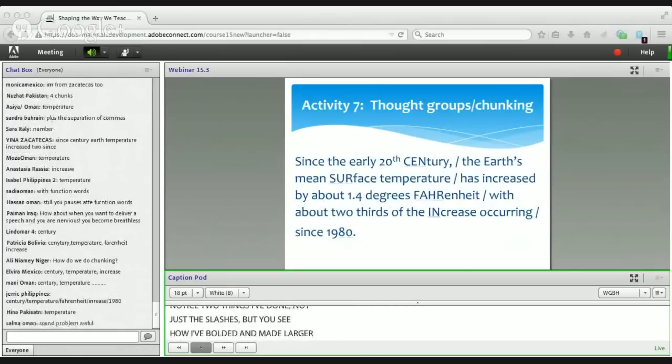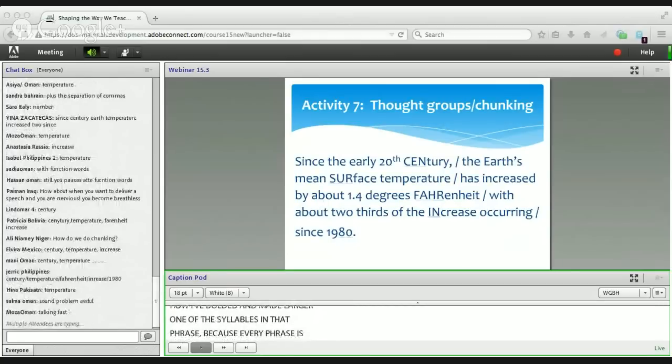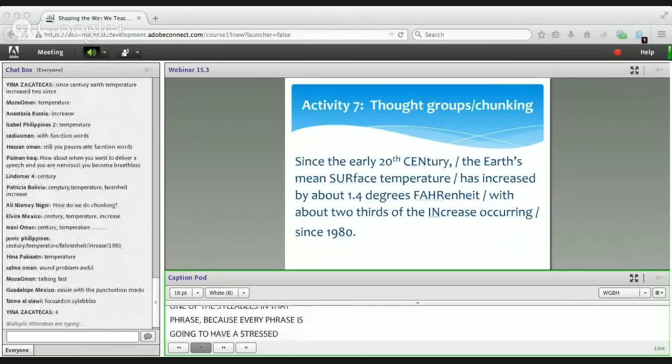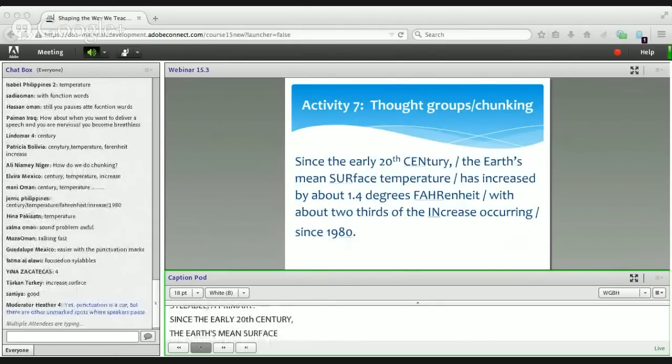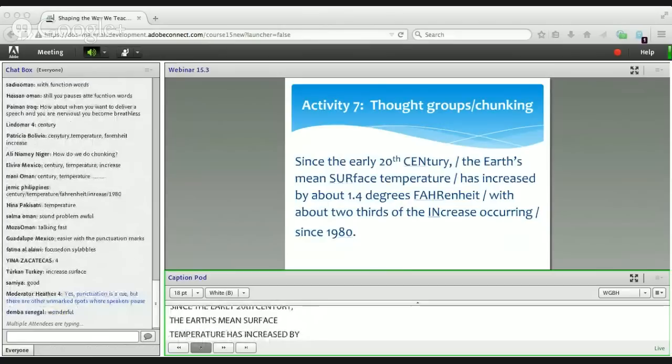Since the early 20th century, the Earth's mean surface temperature has increased about 1.4 degrees Fahrenheit, with about 2/3 of the increase occurring since 1980. Okay.